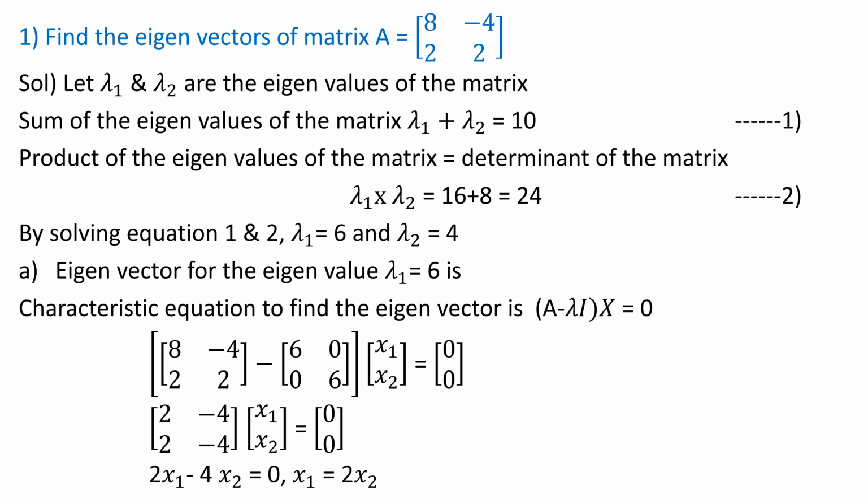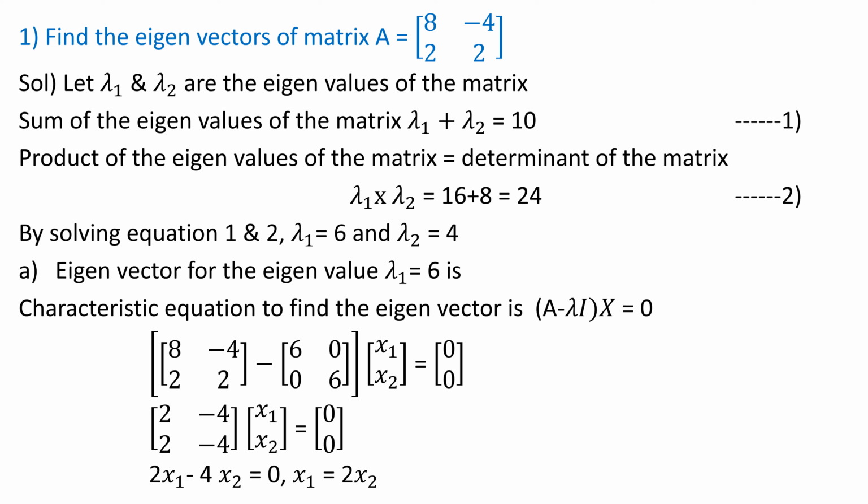So the sum of the eigenvalues of the matrix is equal to the sum of the diagonal elements of the matrix. In the previously uploaded video, I told you how to solve for the eigenvalues of the given matrix using the shortcut method, that is the two-step method. That is, the sum of the eigenvalues is equal to the sum of the diagonal elements, and the product of the eigenvalues is equal to the determinant of the matrix.